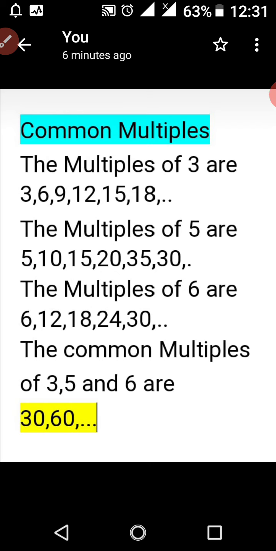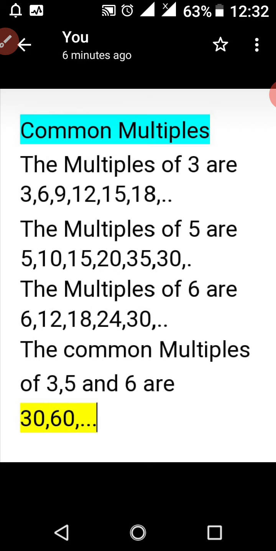First of all, the multiples of 3. What are the multiples of 3 and how do we find them? If you multiply a number by the natural numbers 1, 2, 3, 4, 5, 6 and so on, then we get the multiples of that particular number. So how to find the multiples of 3? Multiply 3 by 1, 2, 3, 4 like these numbers. Like a table, 3 ones are 3, 3 twos are 6, 3 threes are 9, 3 fours are 12, 3 fives are 15, 3 sixes are 18, like this.